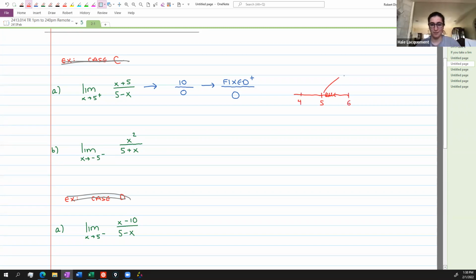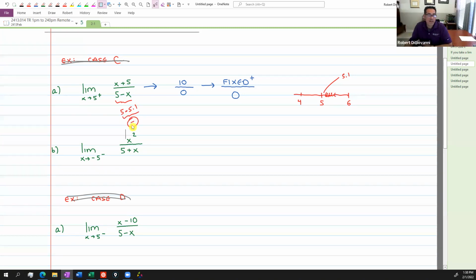Okay, so give me a number here. I guess like 5.1. Okay, and where are you plugging that in? You're going to plug it into the bottom, so 5 minus 5.1, which would equal negative 0.1. And all I care about is that it's negative. Yeah, so the 0 is going to be a negative.